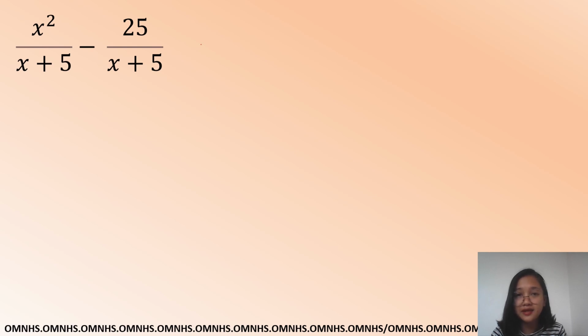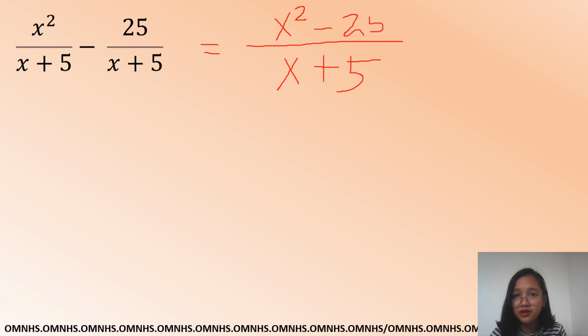Next example, we have x squared over x plus 5 minus 25 over x plus 5. They have the same denominator. So we copy the denominator, which is x plus 5, and then subtract the numerators: x squared minus 25.